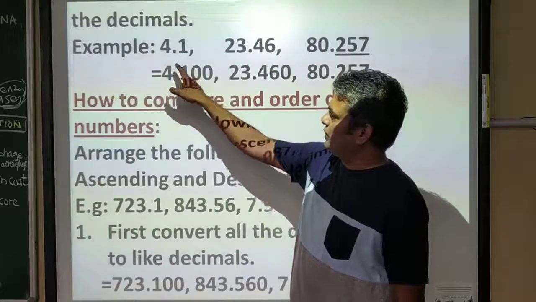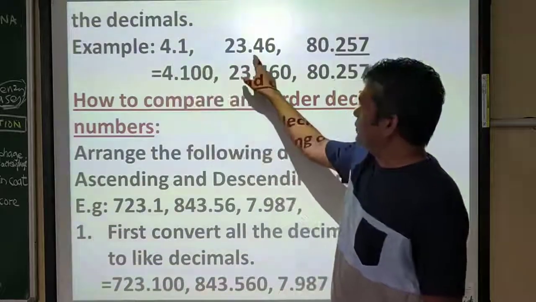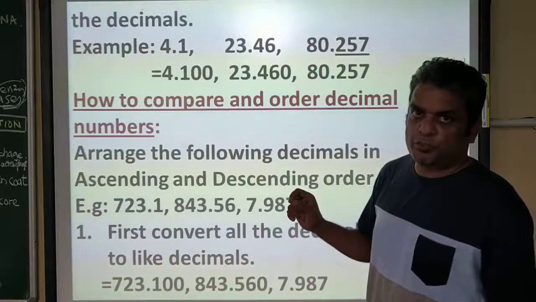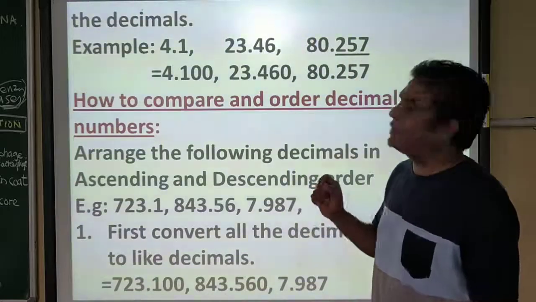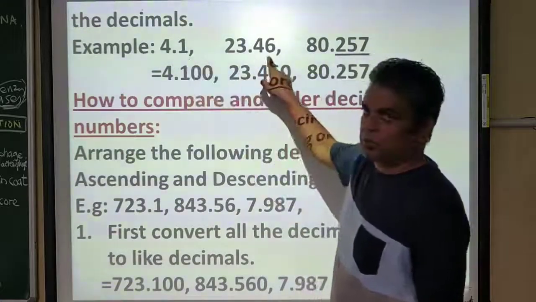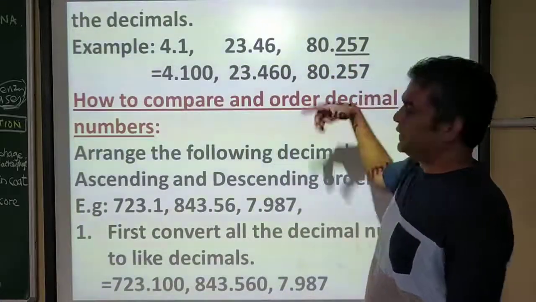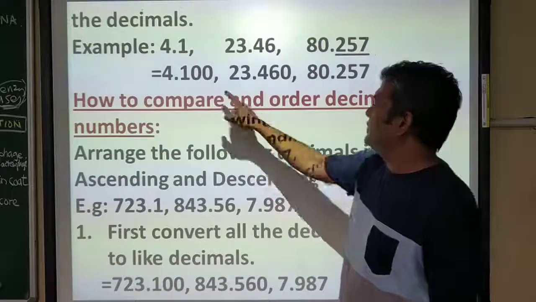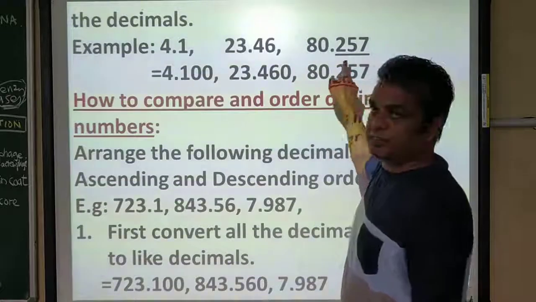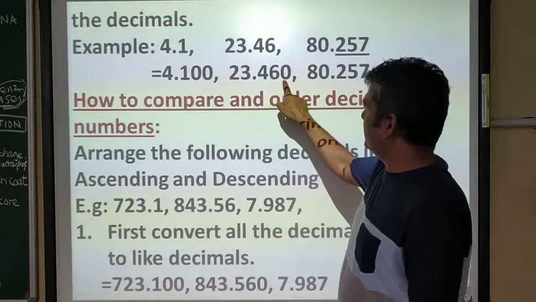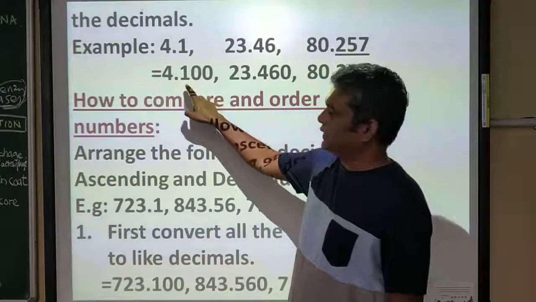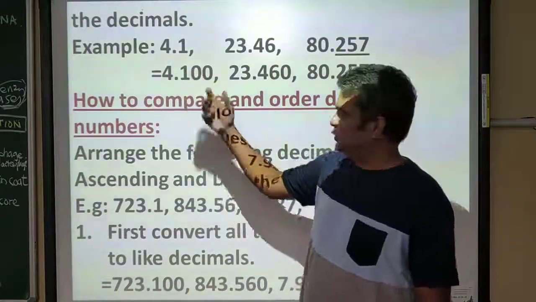So an example is given: 4.1, 23.46, 80.257. So what did the first point say? Find the maximum number of decimal places. So here you have one place, two places, here three places. And then what do you do next? Add zeros. So add two zeros and make it three decimal places. Add one zero and make it three decimal places. And you don't need to add here. And then you will find that they become like decimals.